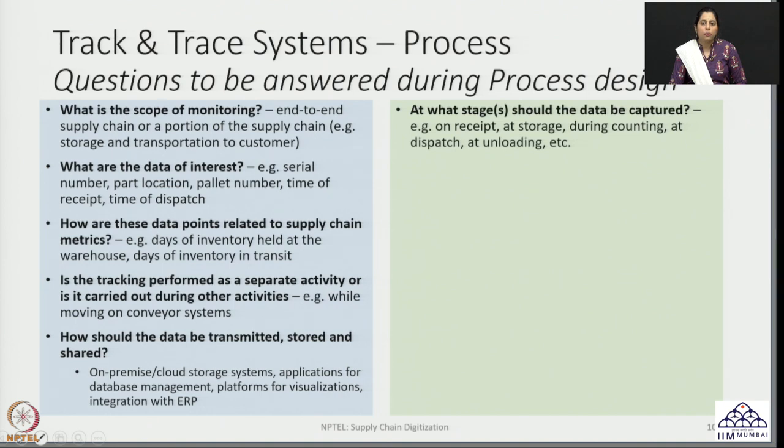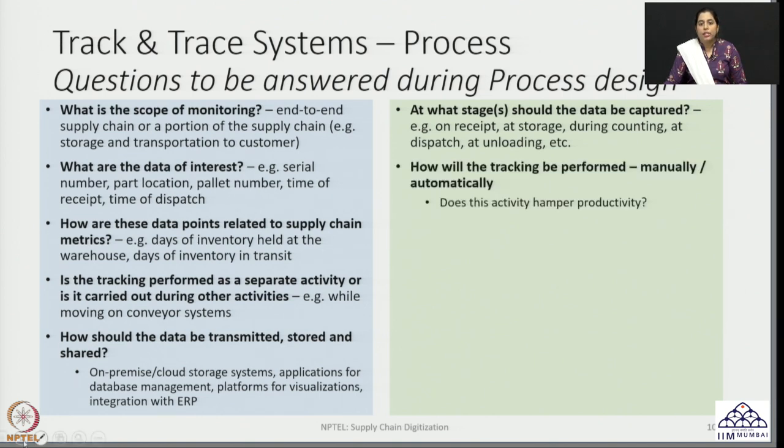Next, we also would be interested in knowing at what stages we want to capture the data. So this is again related to what is the kind of metrics and what is the reason and scope of monitoring, which will tell us whether we have to scan the product as it is moving or at specific stages. Let us say the goods have been received at the warehouse. So at that point, we are going to do scanning. The goods get stored. So on a regular basis, we want to scan that the goods are present and we want to count it. We want to maybe scan it at the time it is being dispatched or being delivered. At that point, just before it is going to be loaded onto the truck, we might want to scan it before dispatching the truck, so on and so forth.